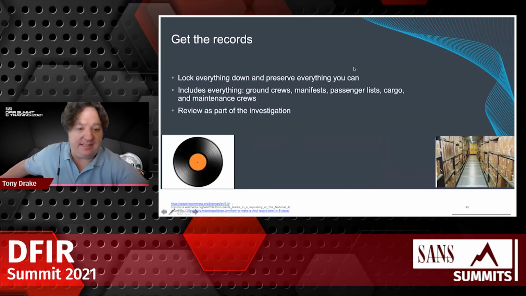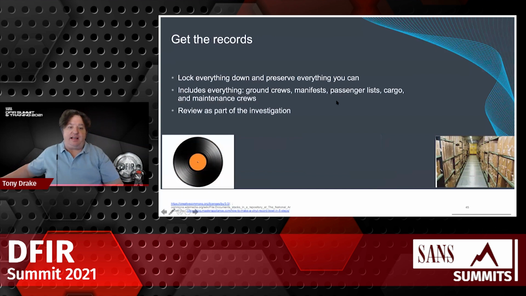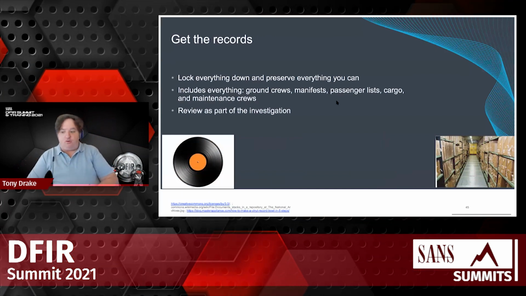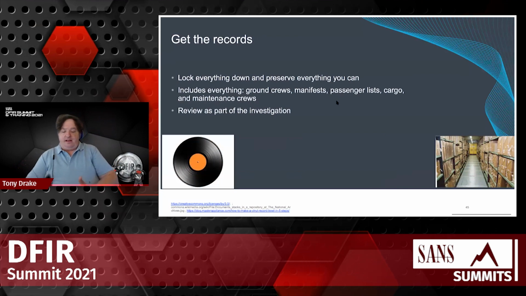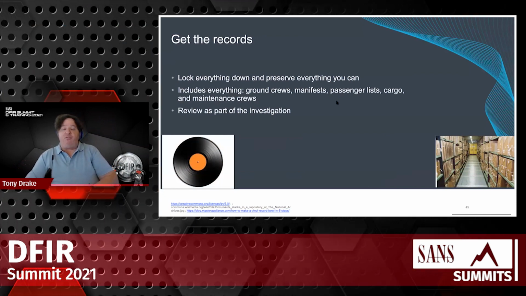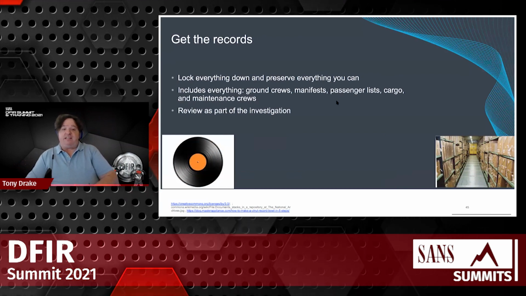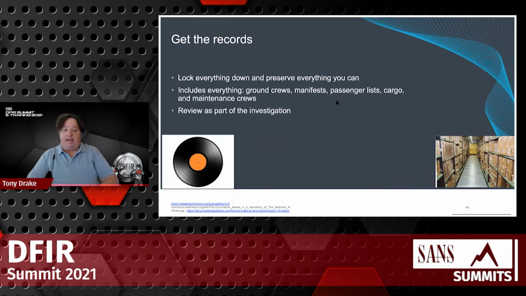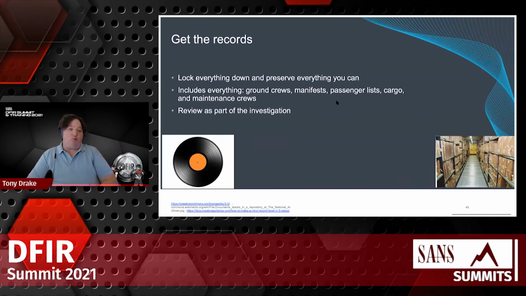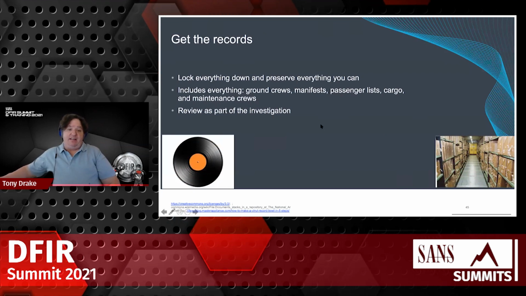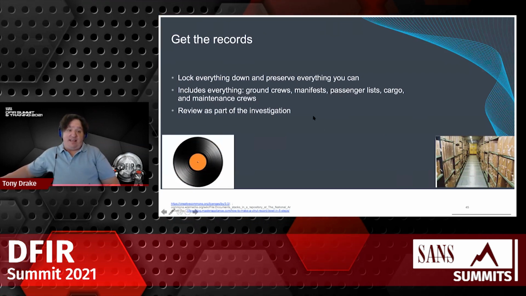The next step is to get the records. They have to lock everything down and preserve everything they can. So the air traffic control tapes, the radar tapes, the meteorological data, the ground crew data, the manifest of the cargo and the plane. They want to know everything there is to know about this plane and this crew and this flight before the plane ended up as an air disaster.